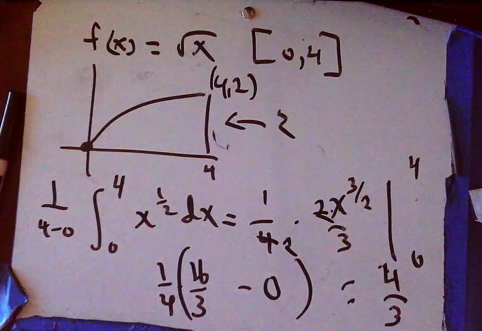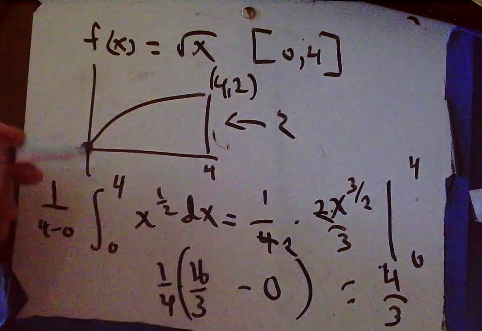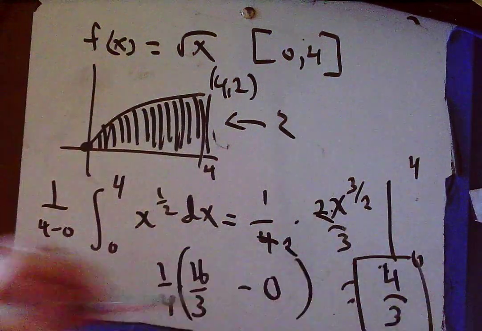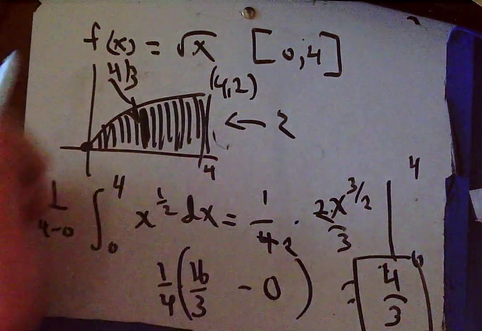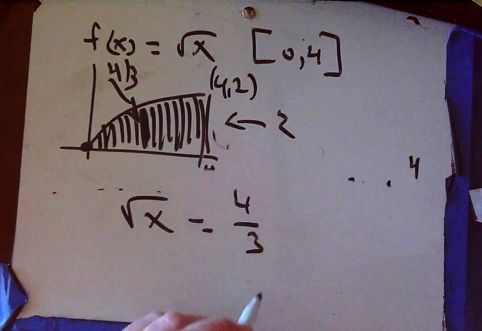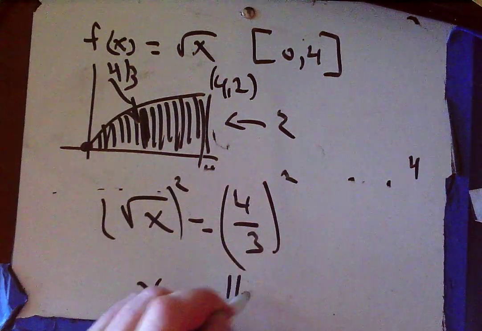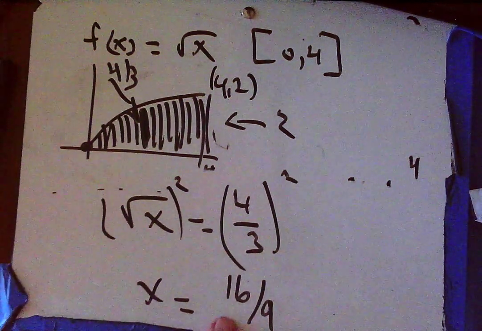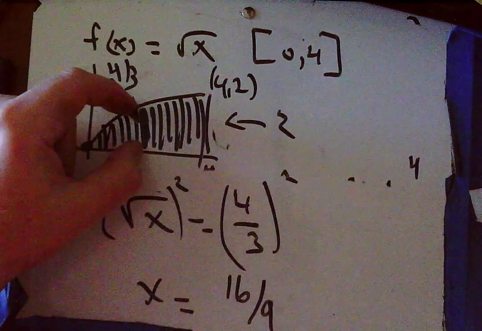Yes, we like 4 thirds. And next we're supposed to find when on 0 to 4 the function has a y value of 4 thirds. So let's take that function and set it equal to 4 thirds. If I square both sides, I end up with x equals 16 ninths. So that's where this curve takes on the average value.